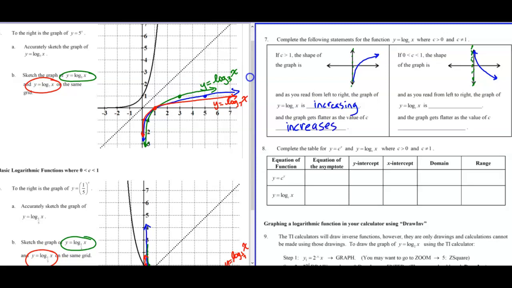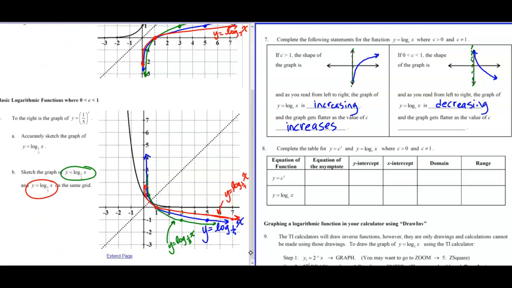As you read from left to right in this case, c between 0 and 1, this is decreasing, going down and to the right. The graph gets flatter, so let's look at these ones. The red is the flattest, okay? So let's look at the base. This is 1/3, then 1/5, then 1/7. So 1/3, 1/5, 1/7, they're decreasing in value as well.